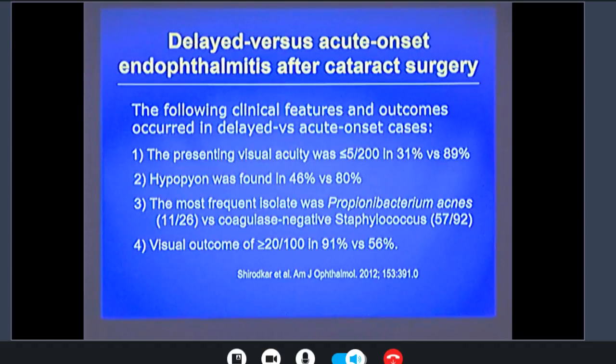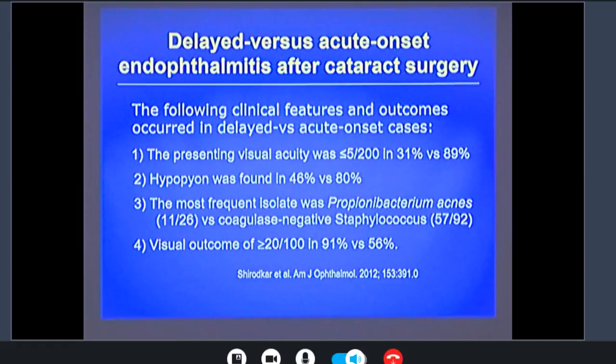If you look at presenting visual acuity of 5/100 or less, we're talking about poor vision. This poor vision was present in 31% of the chronic cases and about 90% in the acute cases, and this is expected. Usually, chronic cases come with better vision compared to acute cases. Hypopyon, as I said, is a feature of both. But hypopyon was seen in only 50% of chronic cases and 80% of acute cases. The most common isolates were Propionibacterium acnes in the chronic cases, and as expected, in the acute cases, coagulase-negative staphylococci.